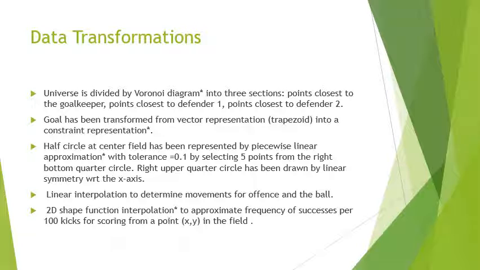The universe is divided by a Voronoi diagram into three sections. Section 1 is the points closest to the goalkeeper. Section 2 is the points closest to defender 1. And the third section is the points closest to defender 2.